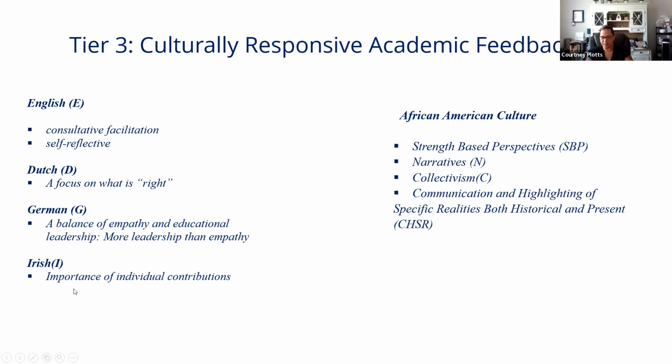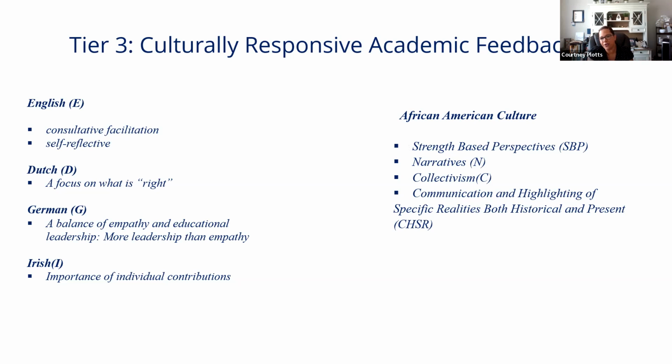And the Irish is the importance of the individual contribution. So you get people saying things like, oh, thank you so much for submitting your assignment this week. Here's my feedback, tell me any questions or whatever. Well, and again, I just use African American because in the American culture they're very juxtaposed. That's why I use those two examples, but there's a ton of other examples that I could show you.